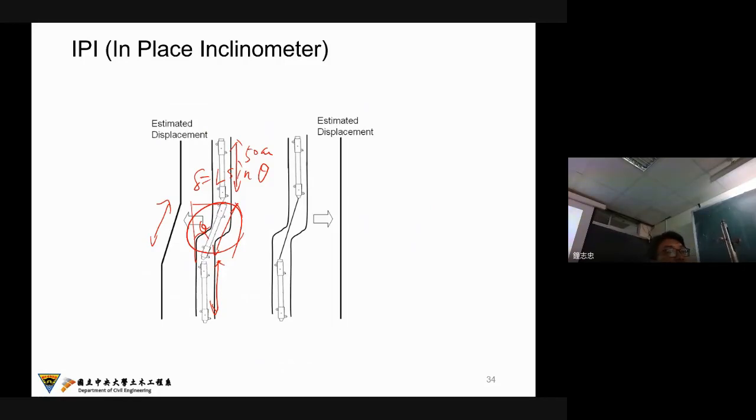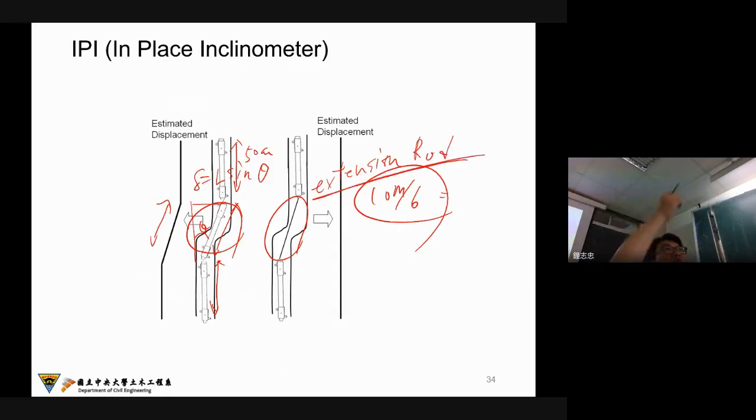But if I use the IPI, I only have 6 inclinometers, maybe in a 10 meter range. So each inclinometer needs to cover 10 meters. How can I extend? Sometimes we use an extension rod, a steel rod to connect the inclinometers piece by piece. But this is a big problem because we have enlarged the spacing of the inclinometers. If I have a very sharp and narrow shear band of the landslide, and it lies just between the extension rod, what is the result of the measurement, everyone?